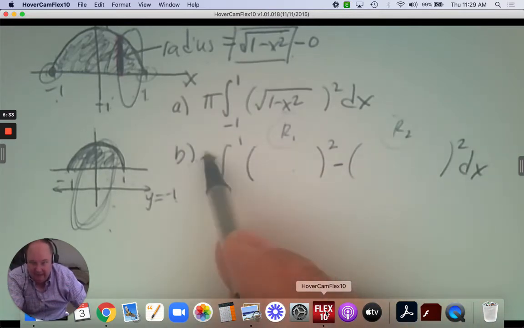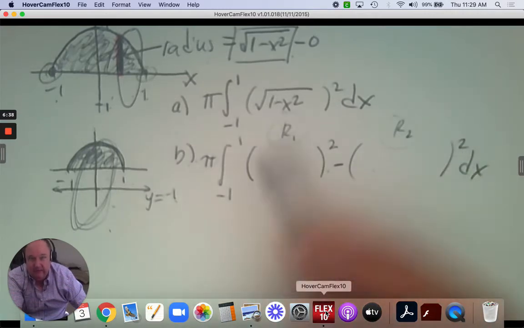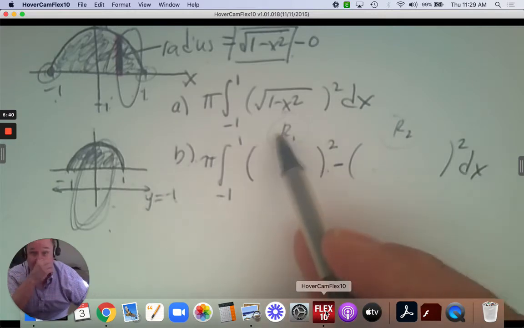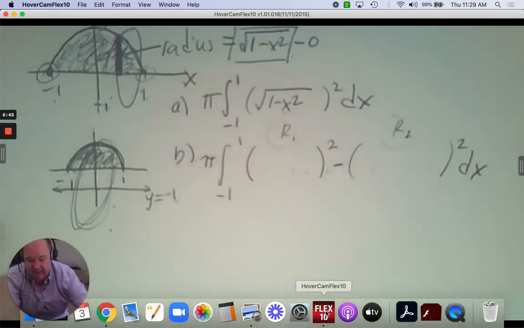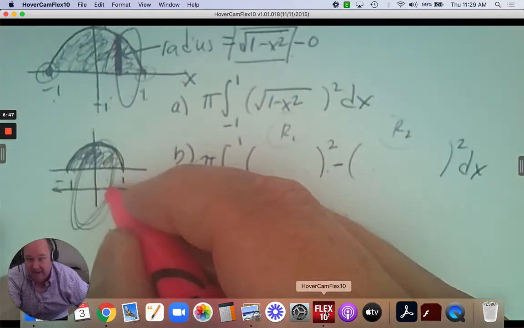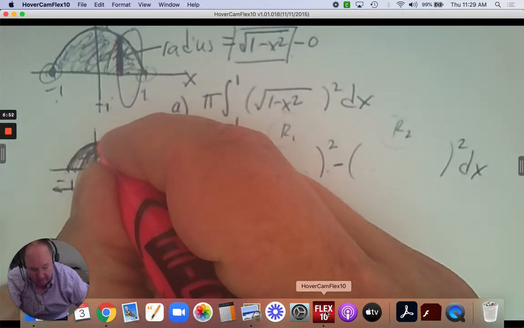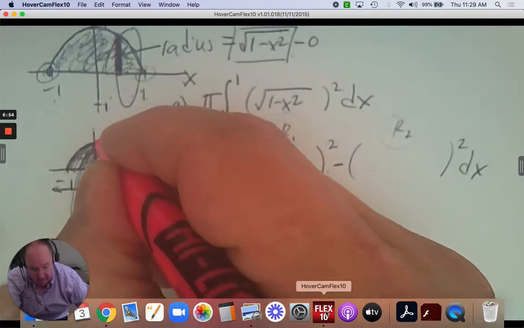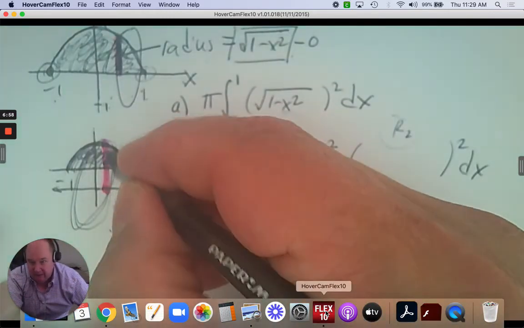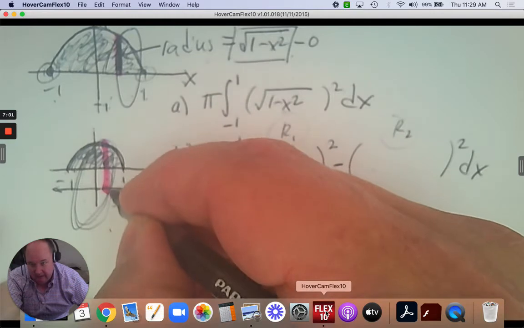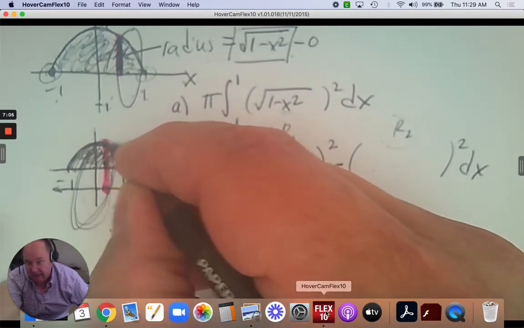So pi, the big radius squared, subtract the small radius squared, and then what's left over is the volume. First of all, how do I find the big radius? Start from the line of revolution, and draw to the outer part of the area, all the way through the area. That pink line right there represents the big radius.